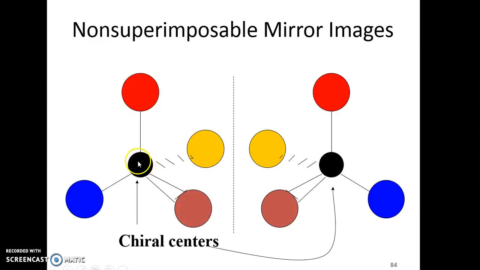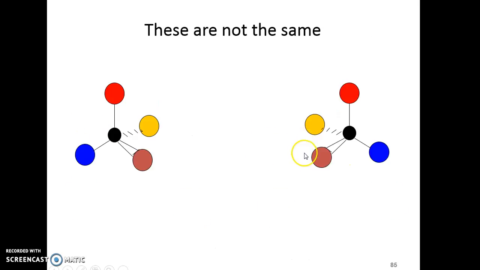Here you see the carbon and a carbon. On that carbon you have 1, 2, 3, 4 different groups. You see they're different colors, so they're different. This is a mirror image. Now what I'm going to do is take these 2 and turn this around in space and try to superimpose them.